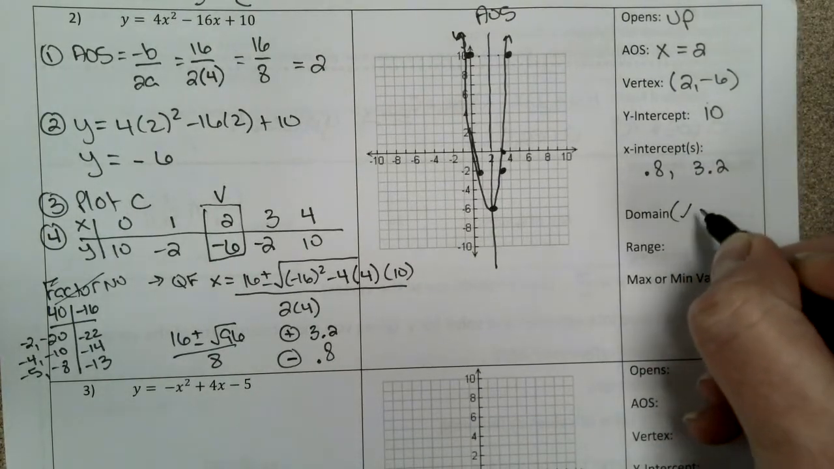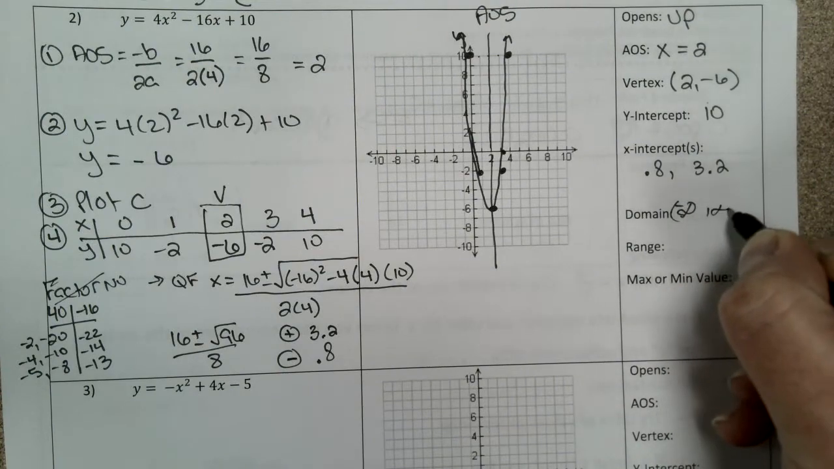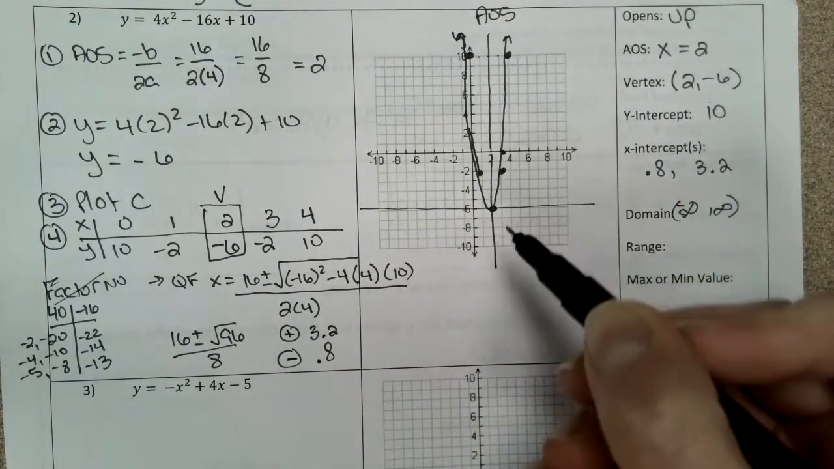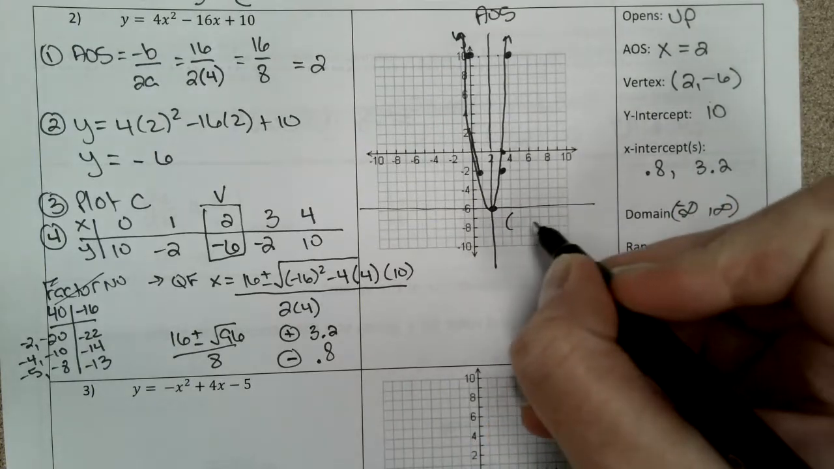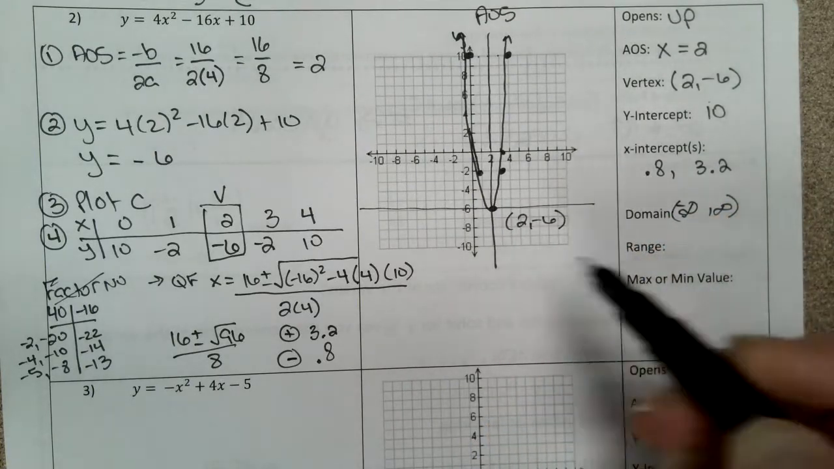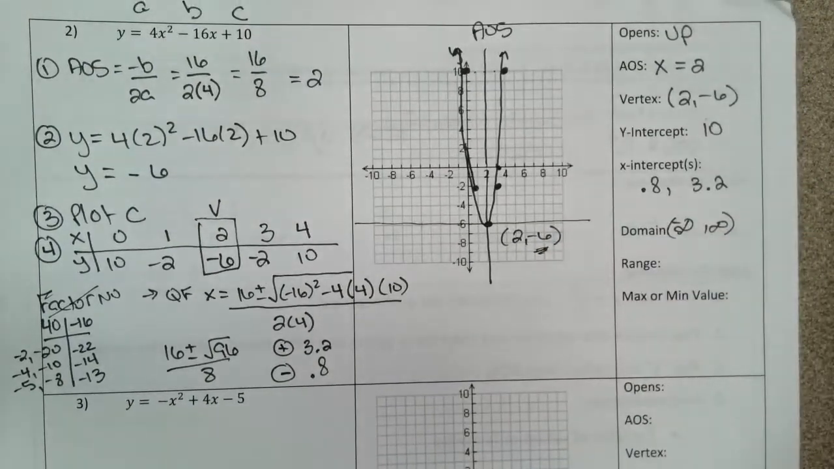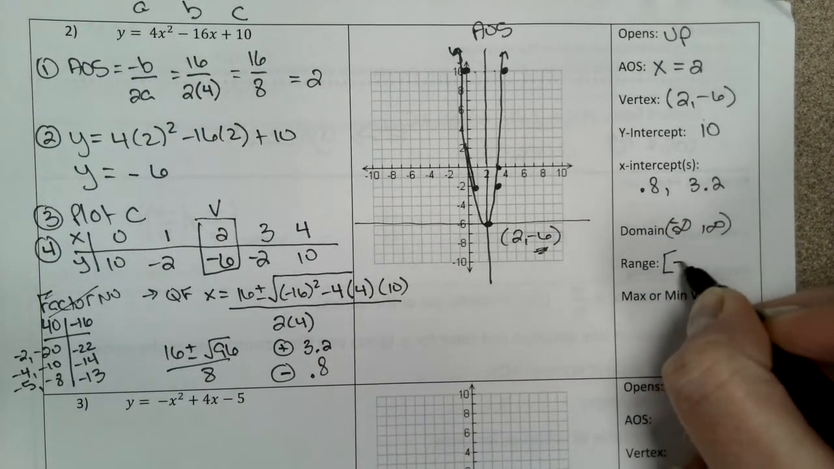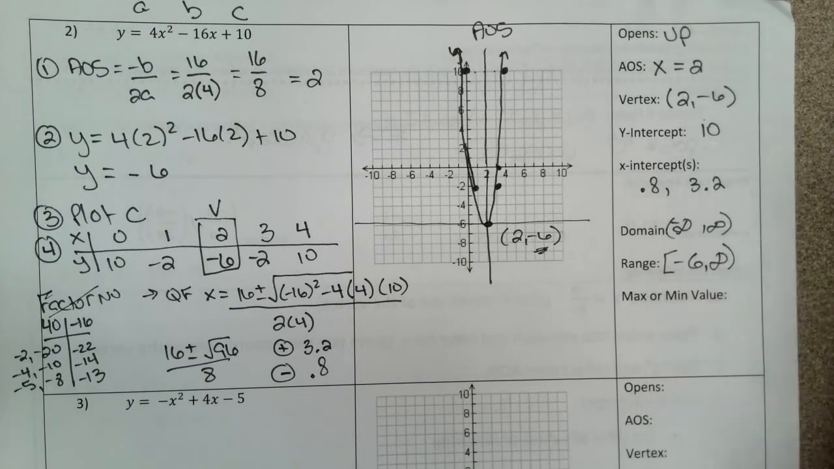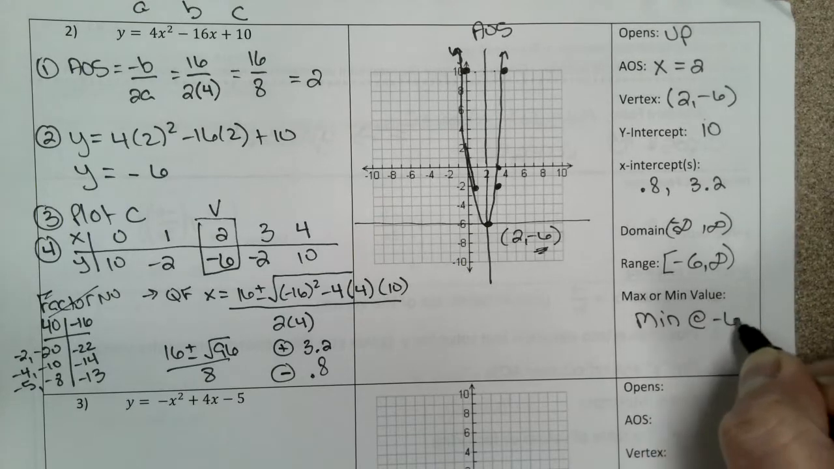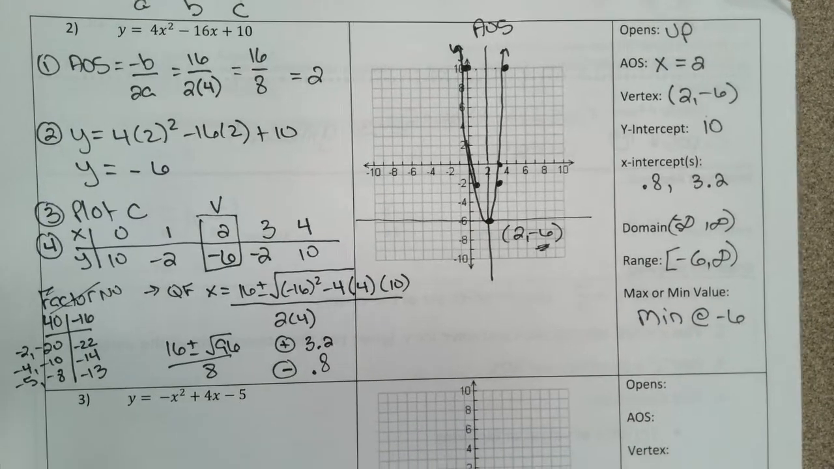Your domain is -infinity to infinity. Your range, so once again, that's at 2, -6. So -6 is my lowest point, and then it goes up from there. So it goes -6 to infinity, and that is the lowest point, which is a minimum value.